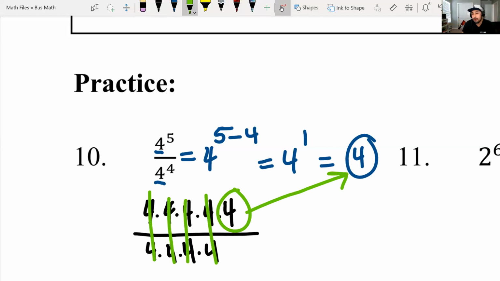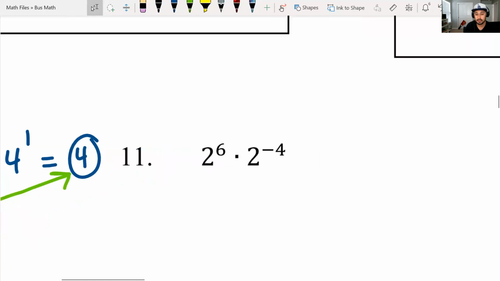Fun, right? You gotta have fun with it. Why not? That's another way to handle these. Crazy, right? Exponents can get crazy. Okay. 11.